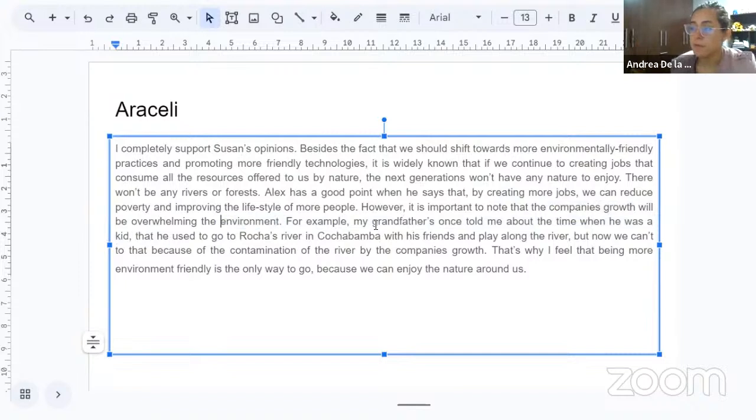For example, my grandfather once told me about the time when he was a kid, that he used to go to Rochas River in Cochabamba with his friends and play along the river. But now we can't do that because of the contamination of the river by the company's growth. That's why I feel that being more environmentally friendly is the only way to go, because we can enjoy the nature around us. Okay, good.